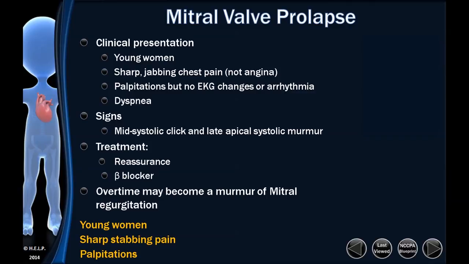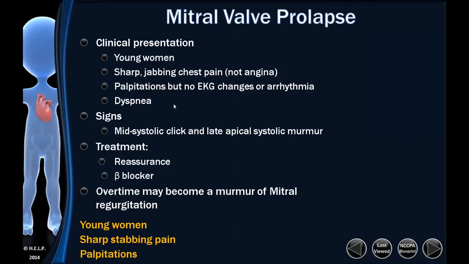Mitral valve prolapse. This is generally a young lady. It doesn't have to be, it happens in men as well, but generally it's a young lady. She complains of stress, anxiety. She's going to be complaining of a sharp, jabbing chest pain. It's not anginal. She'll be complaining of palpitations, but if you put a monitor on her, she won't have any EKG changes. You won't detect any arrhythmias, and she'll be complaining of shortness of breath. It looks a lot like anxiety with some chest pain.